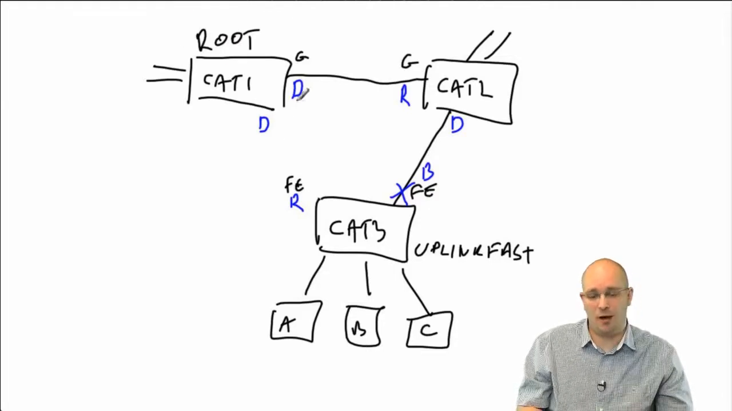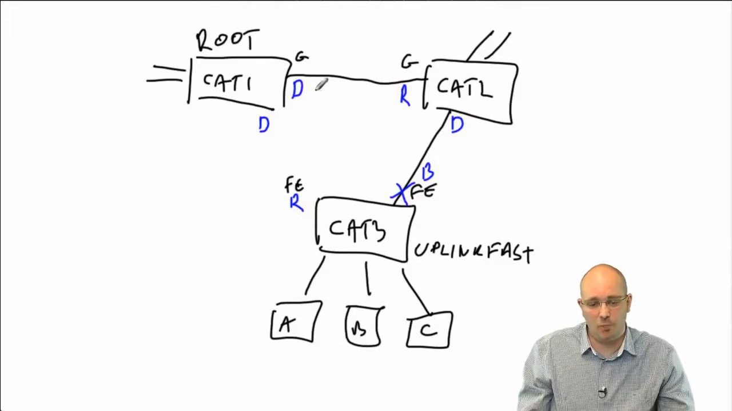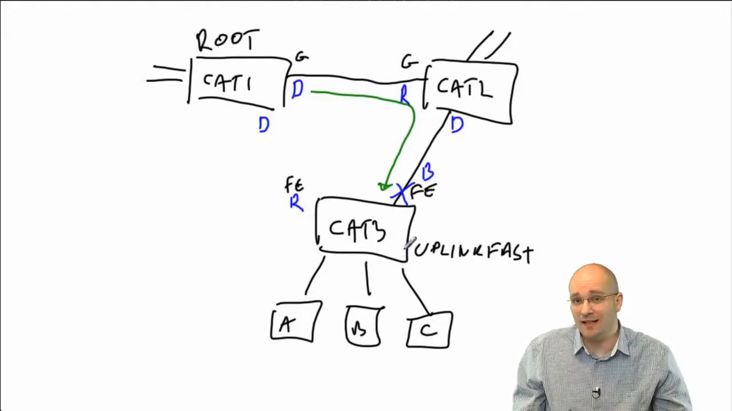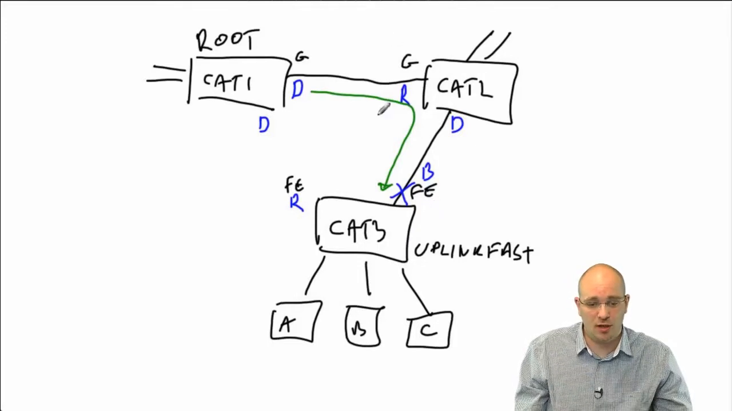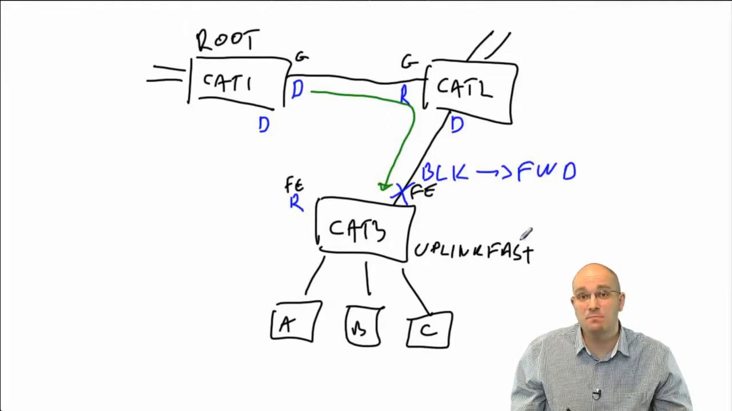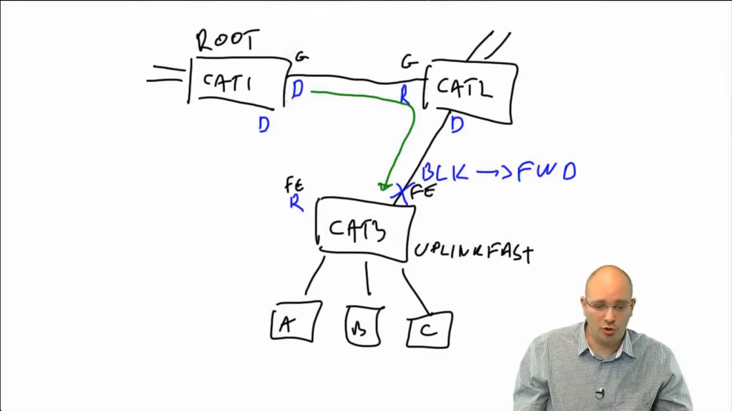What's going to happen now is that the BPDU that was being sent by Cat1 to Cat2 was being tracked by Cat3. And Cat3 now knows that this is an alternate path. So this interface is going to transition from blocking to forwarding state immediately. So there is no delay.